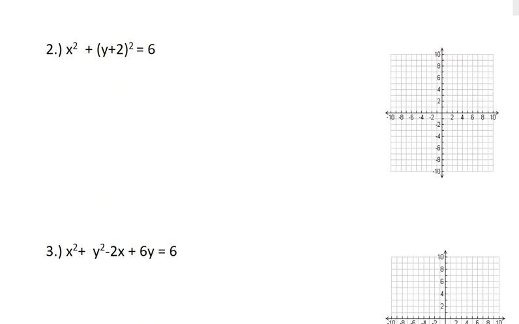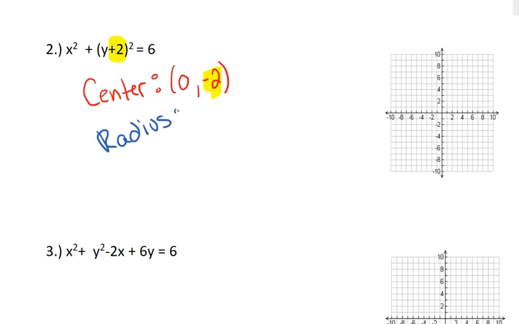Number 2, we have x squared plus the quantity y plus 2 squared equals 6. And so again, the first thing I would like us to do is to find the center. The center is going to be 0, and it's going to be negative 2, because remember, whenever it's in that quantity, it's the opposite. Our radius is going to be r squared equals 6. So r is going to equal the square root of 6.